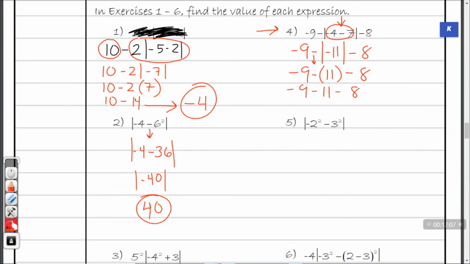And we can put that all together. Negative 9 minus 11, those two pieces here are going to give me a negative 20. And if I combine that with that negative 8, we'll have a total of negative 28 as my final result. All right, try 5.